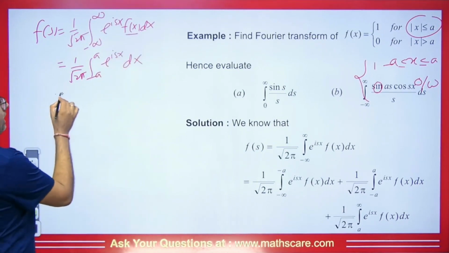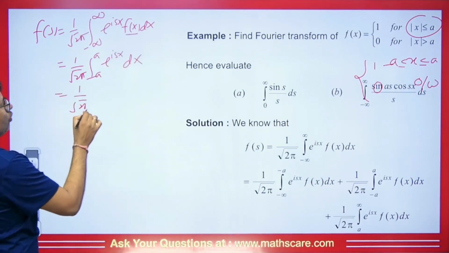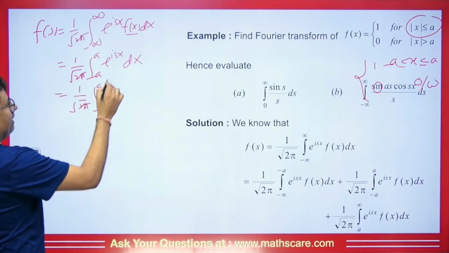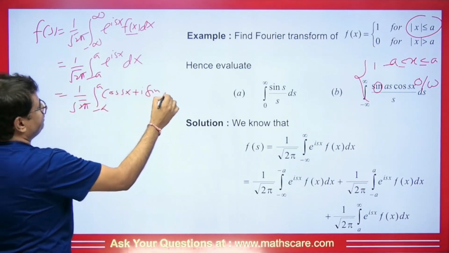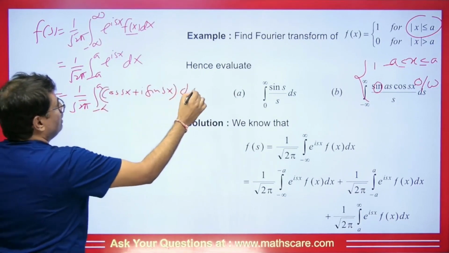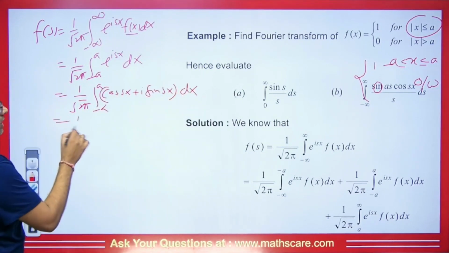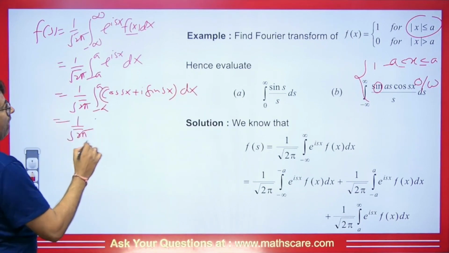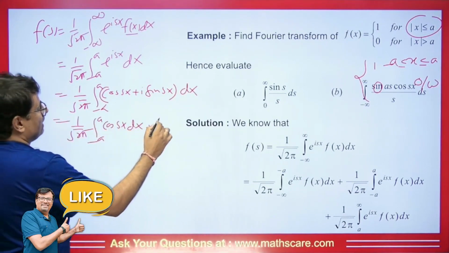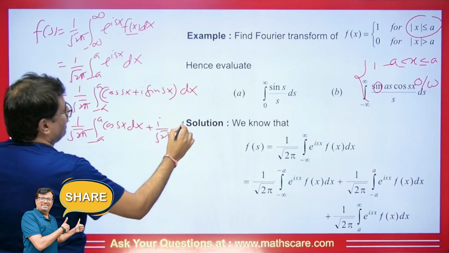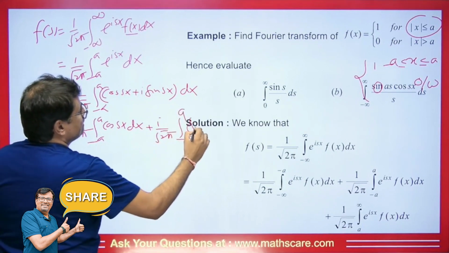Now, when we solve this, what can we do here? We can expand this. We will write minus a to a and we will get cos sx plus iota sin sx, multiplied by dx. Now let's separate these. So 1 upon root 2 pi integrated from minus a to a, cos sx dx, plus iota upon root 2 pi, limit from minus a to a, sin sx dx.